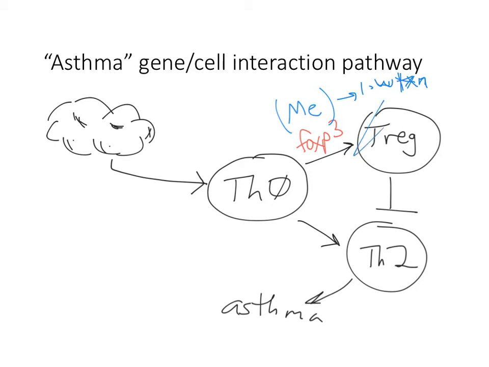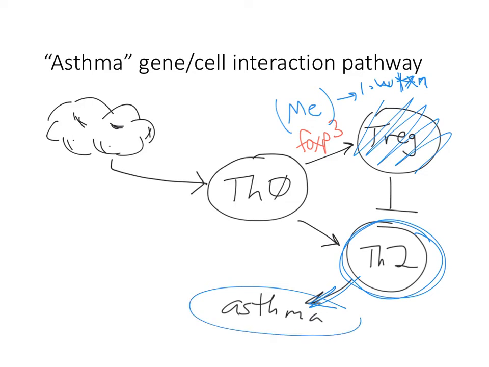They're not made. So if you don't have FOXP3, you don't make as many Treg cells. And if you don't have very many regulatory T cells, then what happens? You get lots of Th2 cells because they're not repressed, and therefore you get lots of symptoms of asthma. So that was the hypothesis of this study.